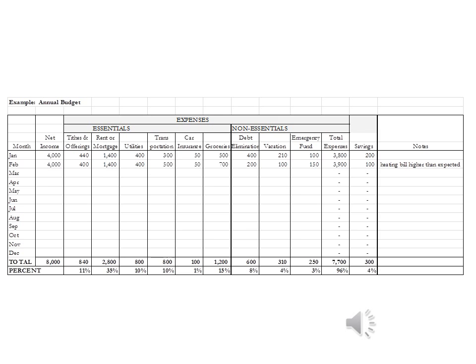So far, my income was $8,000. I spent $840 on tithes and offerings. That was 11% of my income. My rent on mortgage is 35%, and so on and so forth. Let's take a look at the savings. I've only saved 4% in February. But what if I set an annual goal to save 10%?